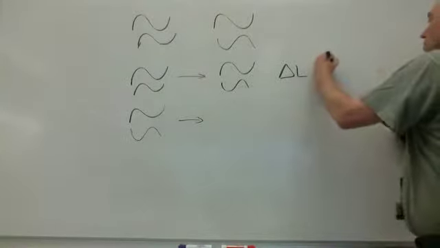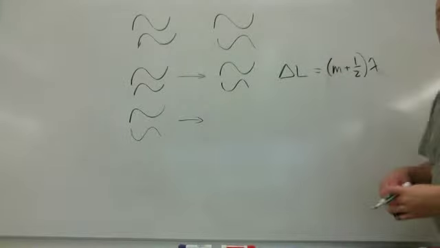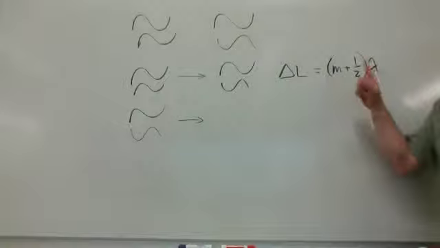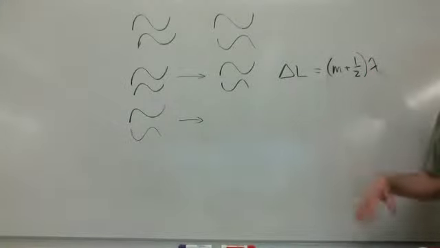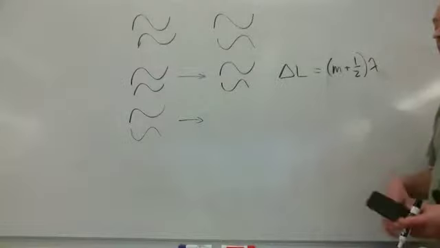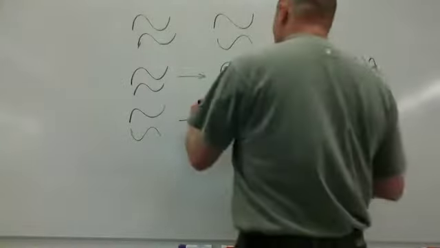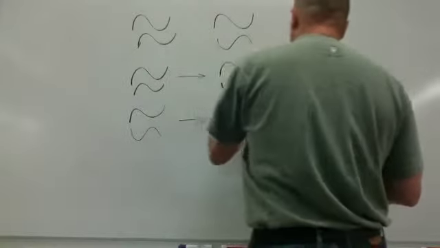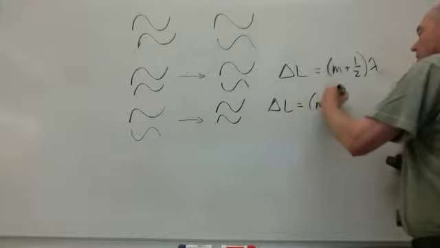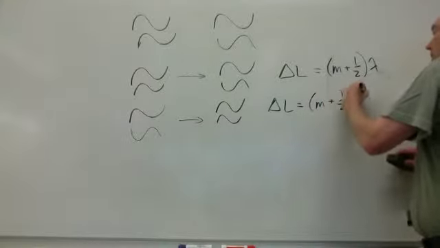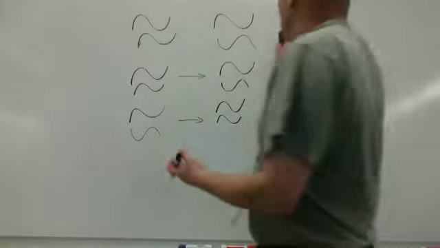Sometimes you'll see this written as m plus a half, where m is either 0, 1, 2, 3, whatever, so that you're always going to be off by a multiple of a half a wavelength. Same thing if you're going from out of phase to in phase: my path difference has to be off by a half a wavelength. Okay, so let's talk about an example where this could happen.